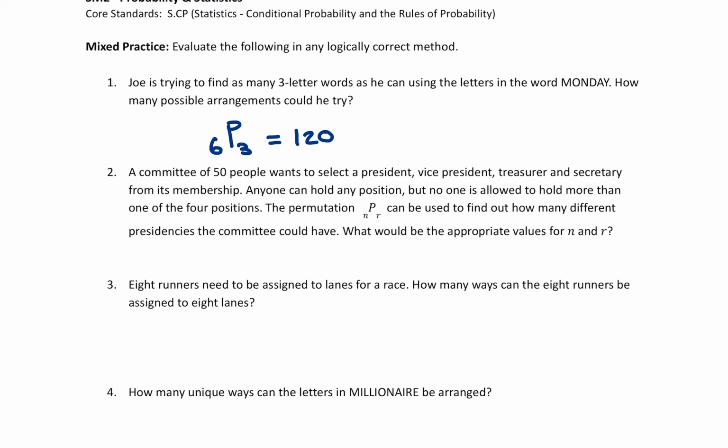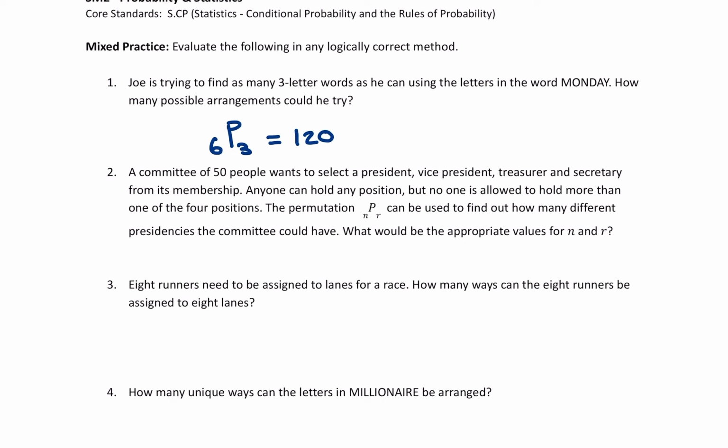Okay, so a committee of 50 people wants to select a president, a vice president, a treasurer, and a secretary from its membership. Anyone can hold any position, but no one is allowed to hold more than one position. The permutation nPr can be used to find how many different presidencies the committees could have. What would be an appropriate value for n and r?